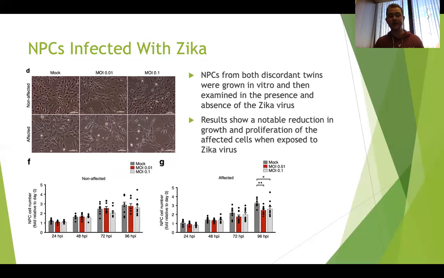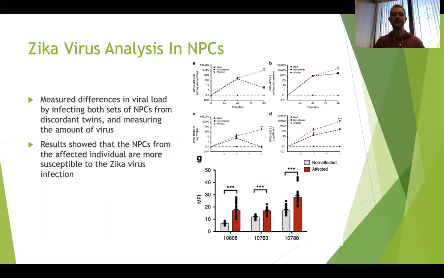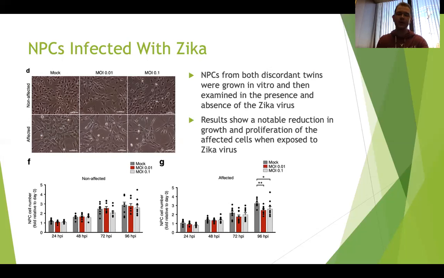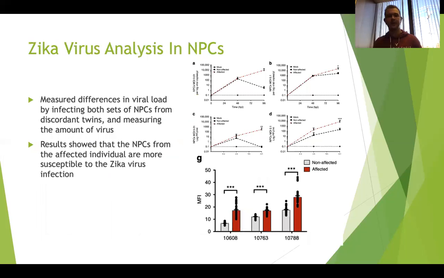But what was surprising is both the affected and unaffected cells had very similar growth when no Zika virus was present. So this kind of shows that the babies with this condition could potentially develop normally if they're not exposed to the Zika virus. The bottom 2 figures just represent this in a graphical way.